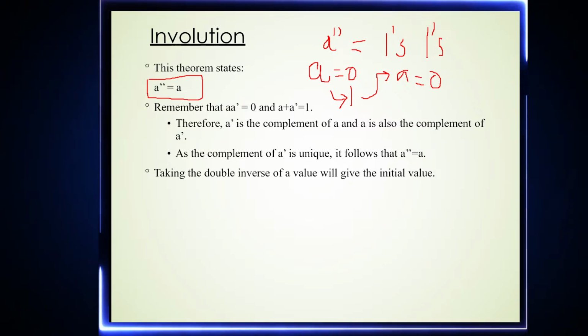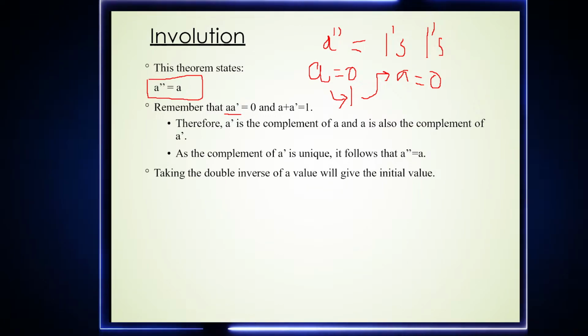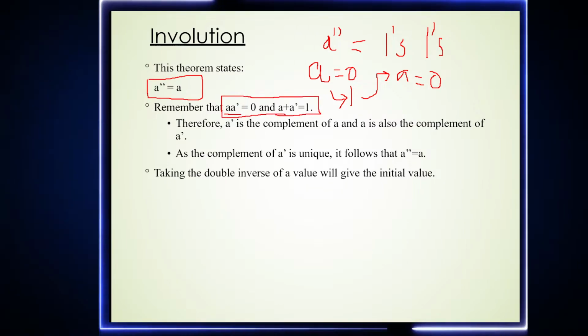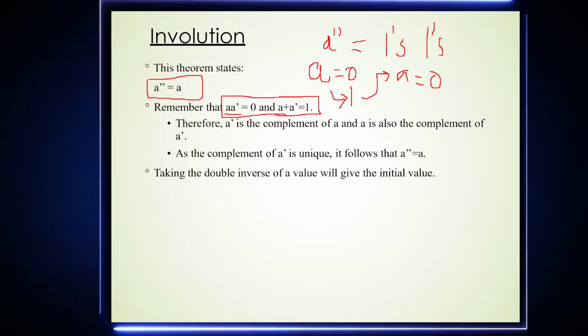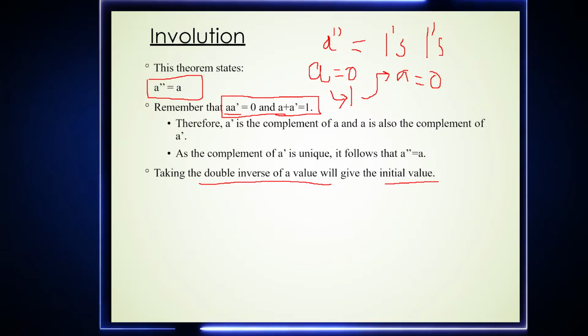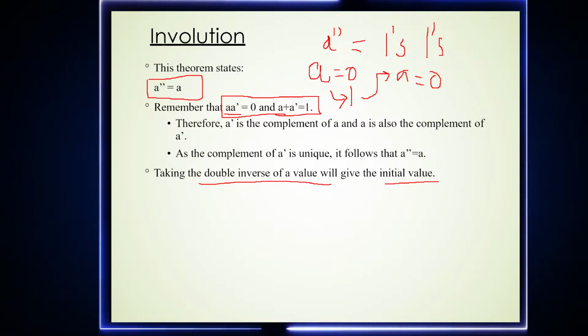Remember that A into A dash equals 0 and A plus A dash is equal to 1. This is something you also need to remember. This will also help you when solving Boolean algebra sums. Taking the double inverse of a value will give you the initial value. This is what we have said. This is nothing but the theorem of involution.